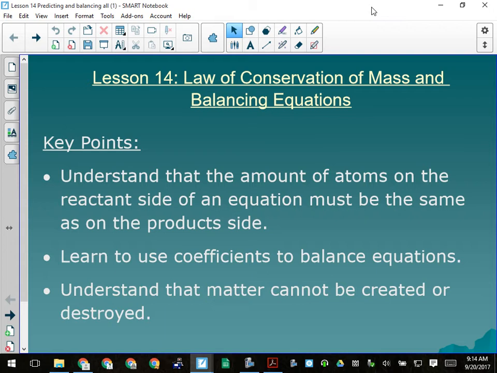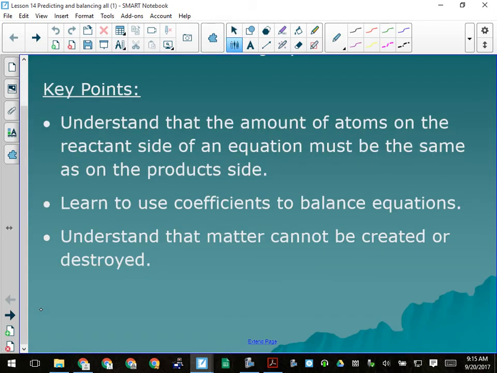Okay, learn to use coefficients. That's the balancing numbers that we've been putting in to balance chemical equations. Okay, basically that's saying if I have a reaction, let's say, okay, I can't just say, oh, well, I've got 2 chlorines over here, so I'll just make 2 over here. Okay, that's what this point is saying.